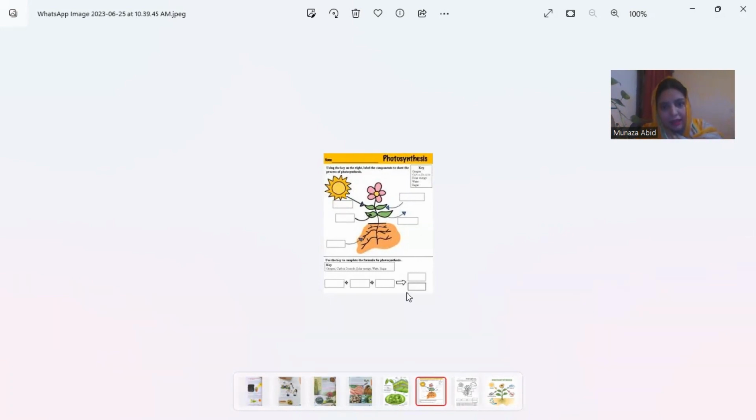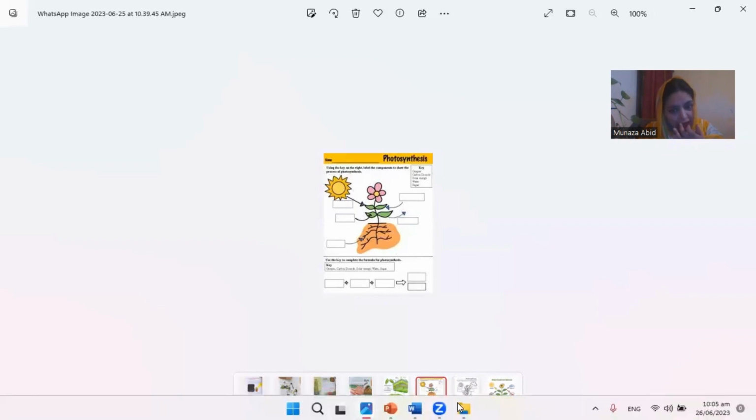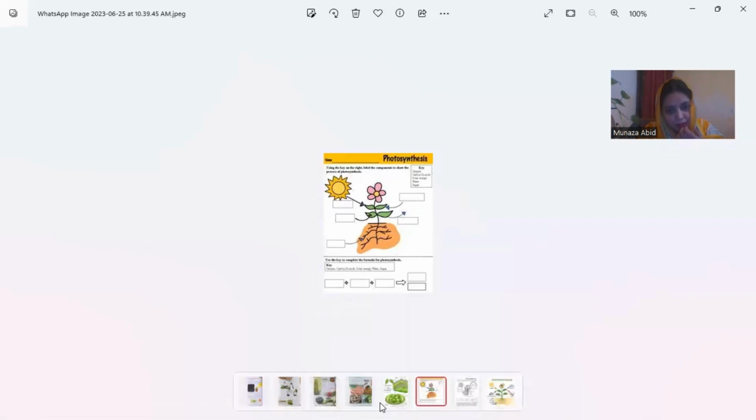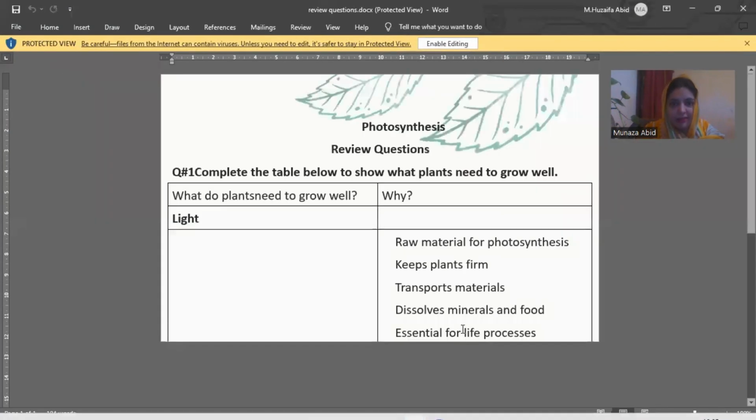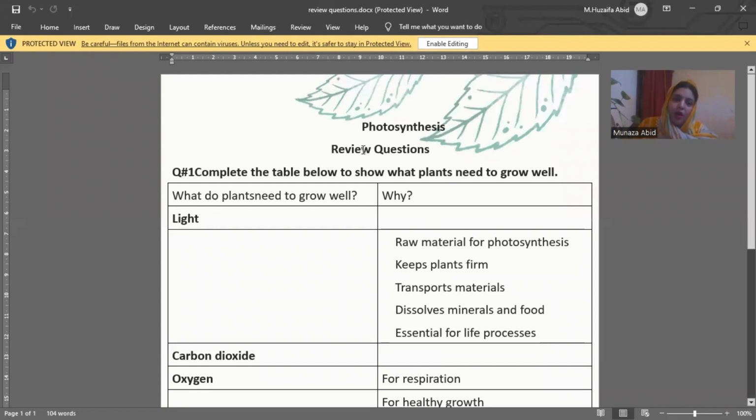Students, I'm giving you this exit slip. The exit slip will be solved at the end, but right now I'm just giving you an idea of how I'm going to test you. On this exit slip you will label this plant, what is entering and what is going out in photosynthesis, and what the equation of photosynthesis is. Now we will do some questions as well. This is the review question. We have studied all about photosynthesis. Now we will solve the questions.